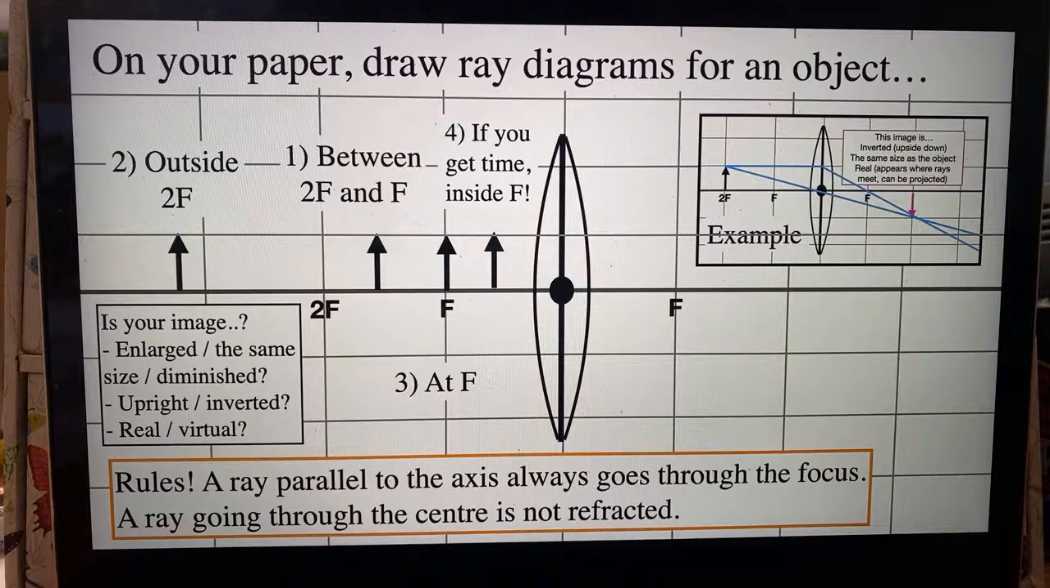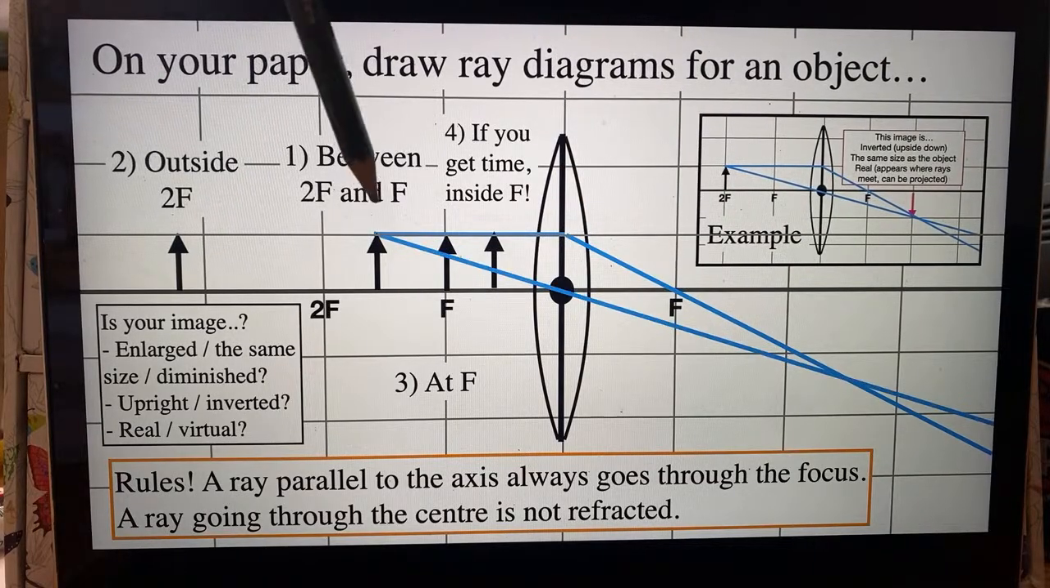So have a go at describing the image to me. I'll tell you what, I'll go through the first one, and then the people who haven't got a clue what they're doing will hopefully get a better idea. So let's go through the first one. If you put this object between 2F and F, what happens? Well, it doesn't matter which one you draw first, you draw a ray of light parallel to the principal axis and then going through the focus.